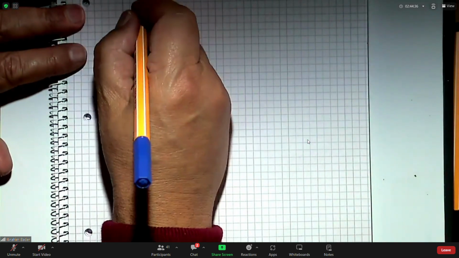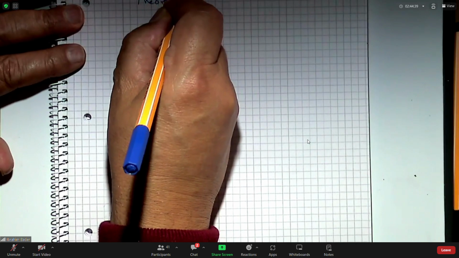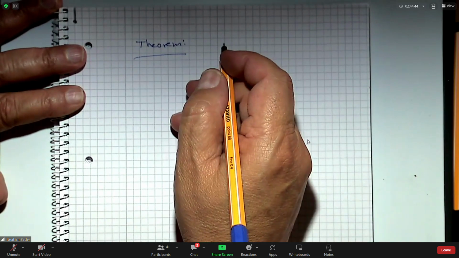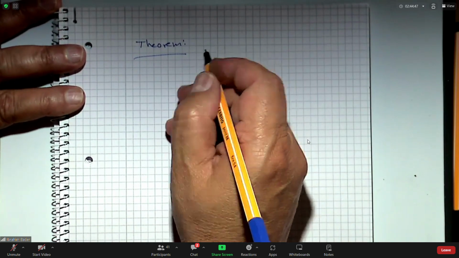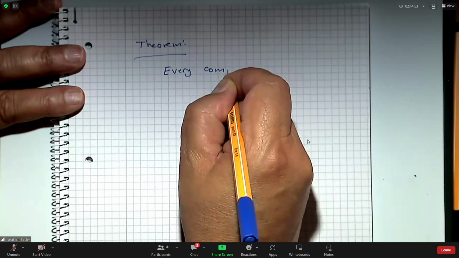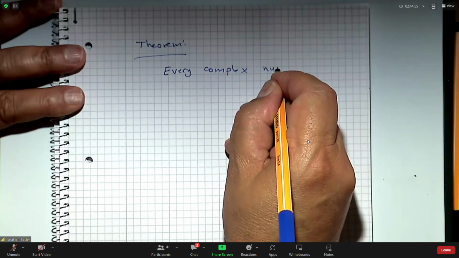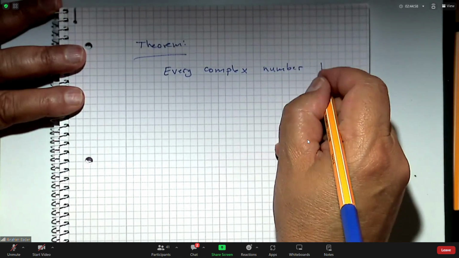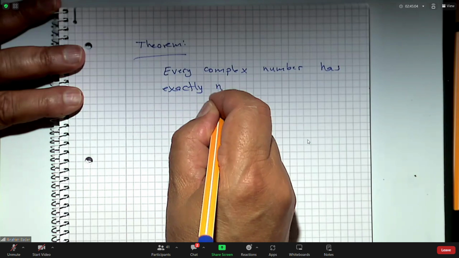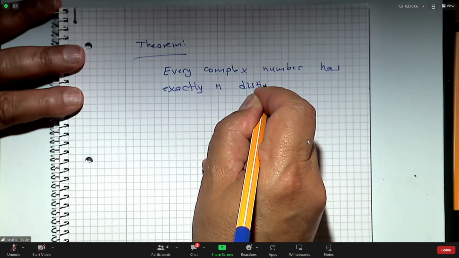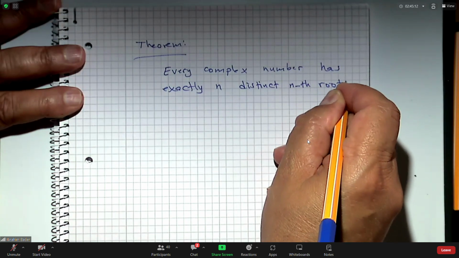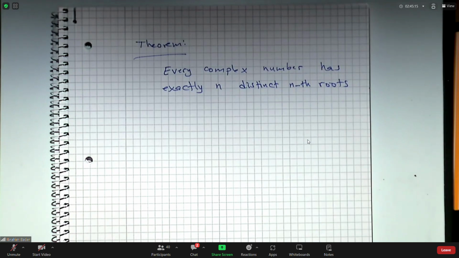Okay, so this theorem says the following. Every complex number has exactly n distinct nth roots. Distinct means they are unique, so they can't be overlapping.